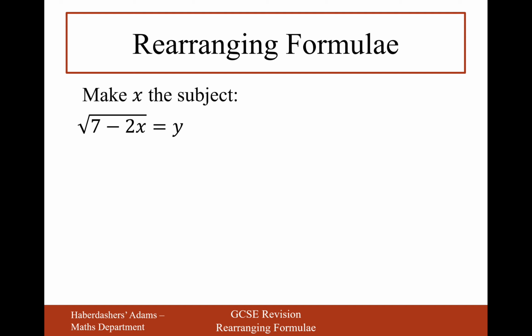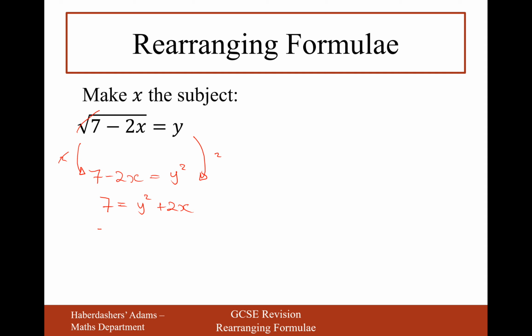Okay, so let's have a go at this question now. So the reverse of square rooting is squaring. So what I'm going to do here is square both sides. So the square and the square root will cancel each other out. So 7 minus 2x equals y squared. X is in a bit of a negative situation here, so I'll add it to the other side.